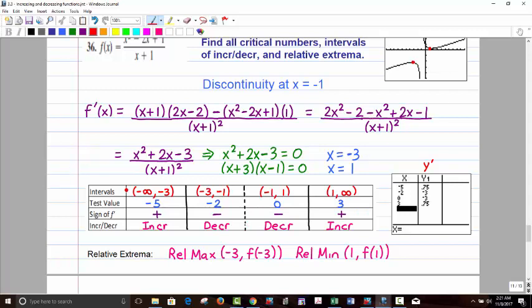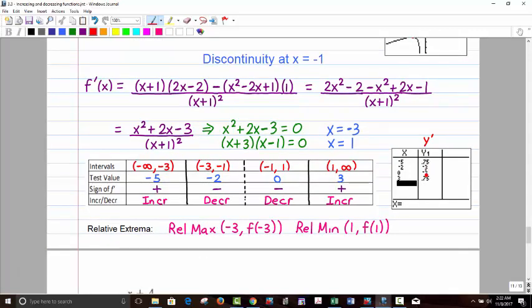So the intervals are negative infinity to -3, -3 to -1, -1 to 1, and 1 to infinity. I did the test values all in the calculator, putting y prime in y1. I used -5, -2, 0, and 3, and I got positive, negative, negative, positive. That means increase, decrease, decrease, increase. We had no sign change at -1 anyway, but you have an increase to decrease at -3, which gives me a relative max at -3, f of -3, and a decrease to increase at 1, which gives you a relative min at 1, f of 1.